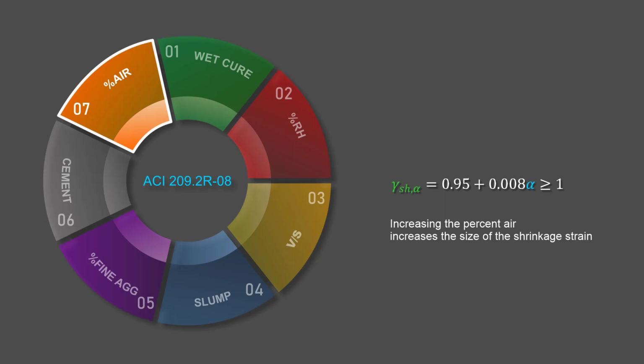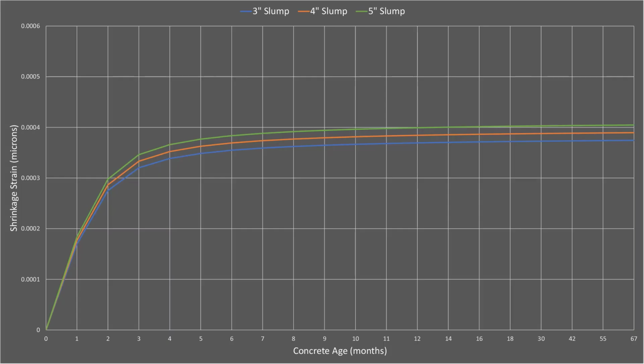Two of these factors, the slump and the relative humidity after the initial curing process, are greatly influenced by the contractor's operations on the job site. Adding water to the mix at the job site increases slump, which increases the shrinkage.